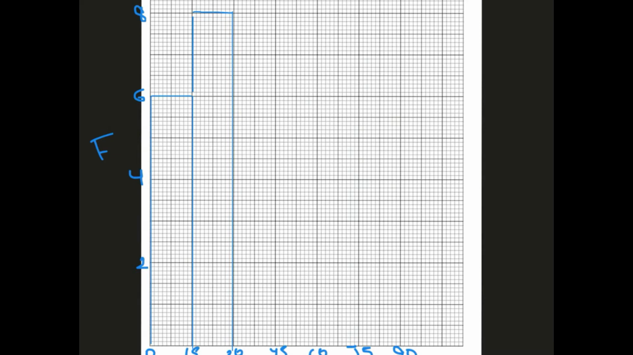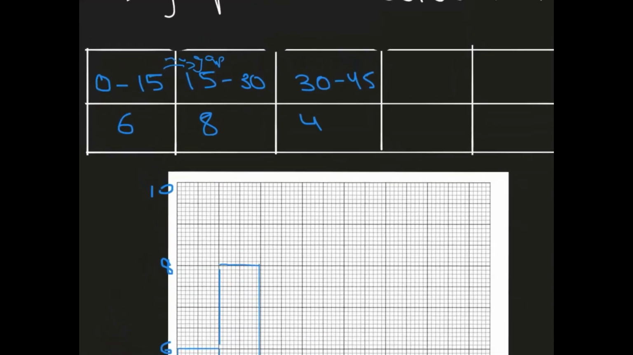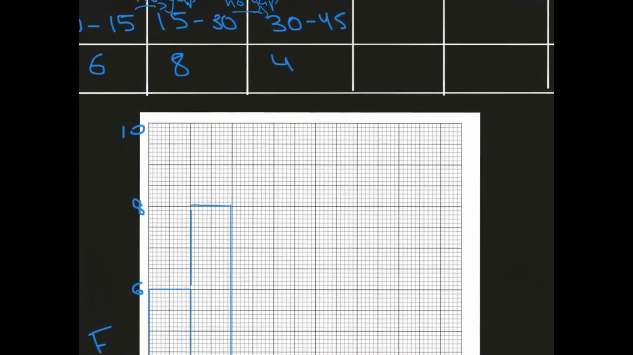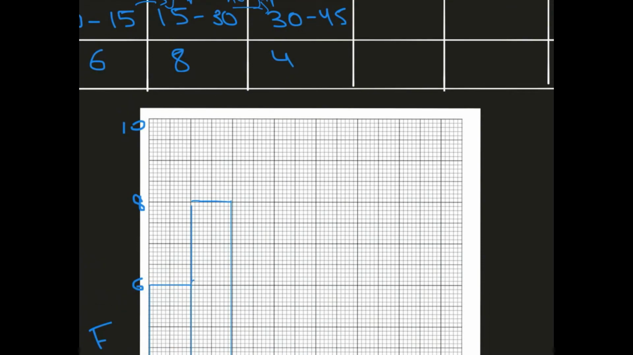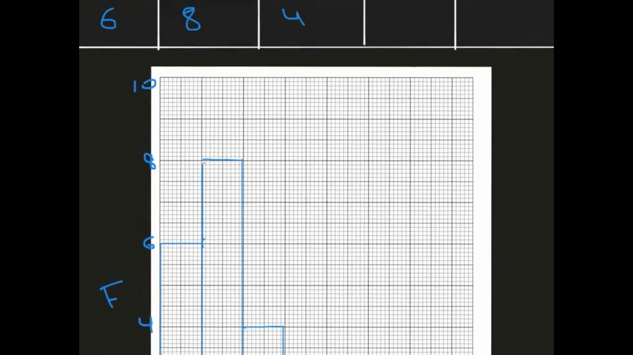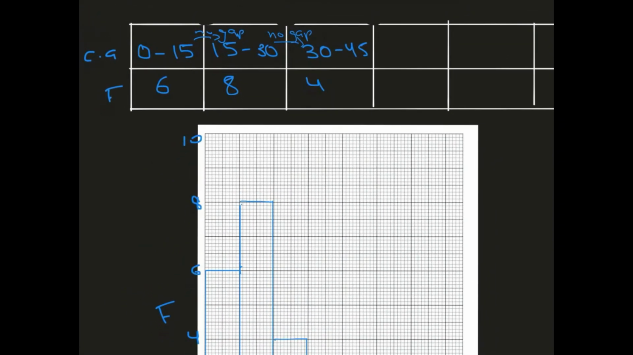Right, and then our third class group is from 30 to 45. Again, you can see that there is no gap over here. So 30 to 45, there's no gap, and then our histogram will have no gap, so it will directly be from 30 to 45. And our frequency is 4, so this, and then a horizontal line over here, right? So there is no gap between the three bars.